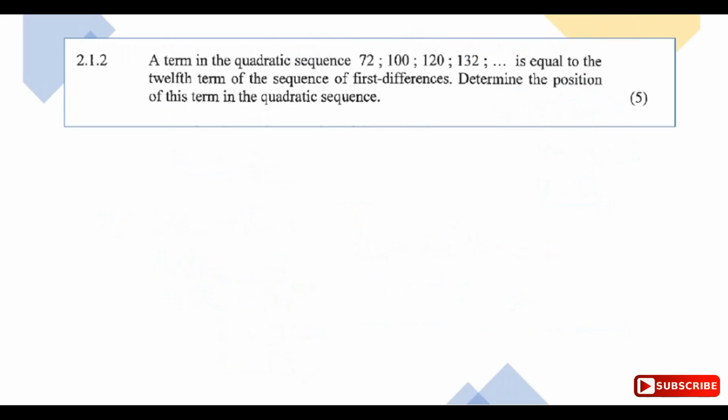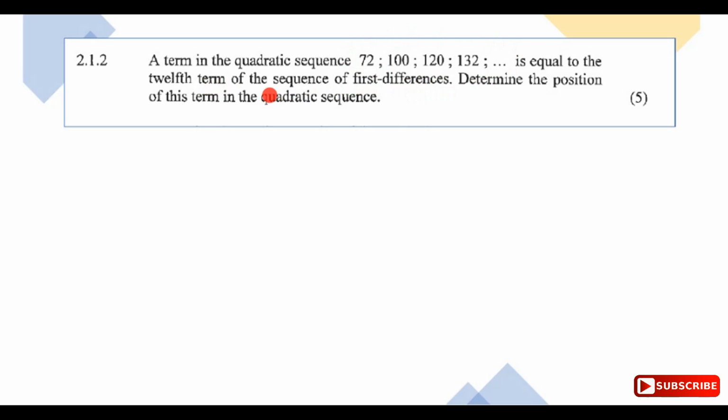Next question. A term in the quadratic sequence 72, 100, 120, 132 is equal to the 12th term of the sequence of first differences. Determine the position of this term in the quadratic sequence. So let's first start off by understanding what this question is saying. We are told that there is a term in this quadratic sequence that is equal to the 12th term of the sequence of the first differences.